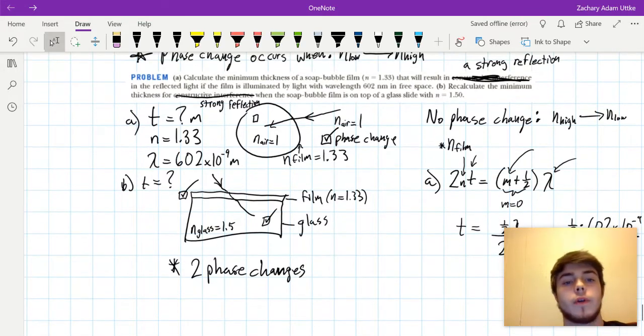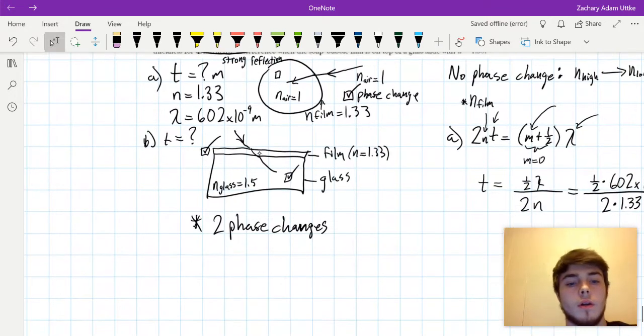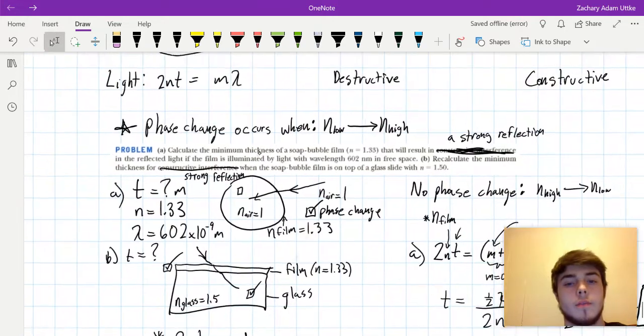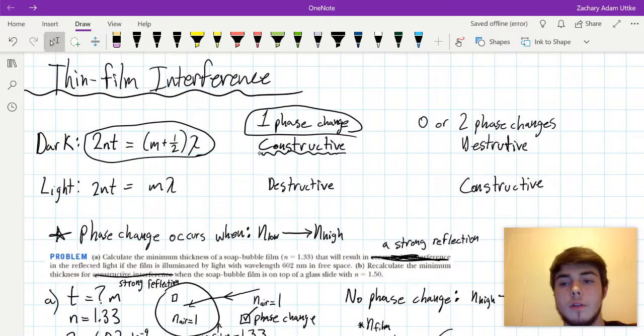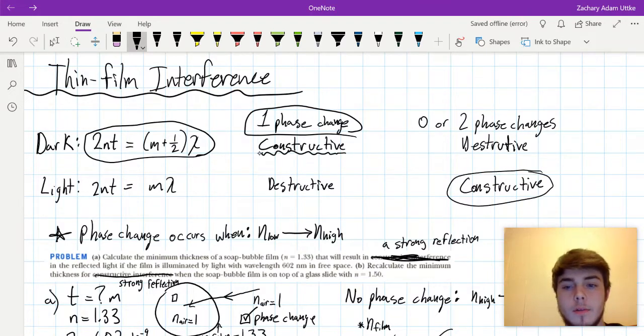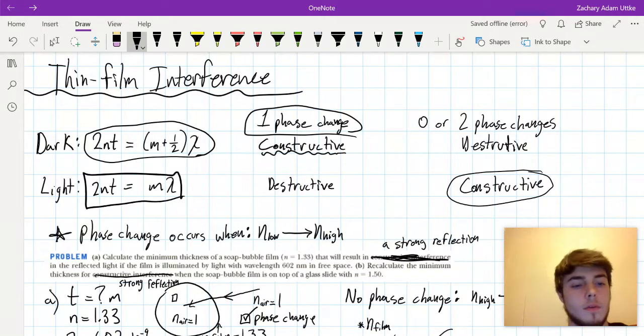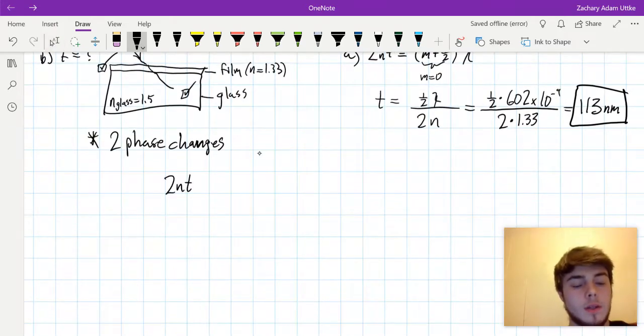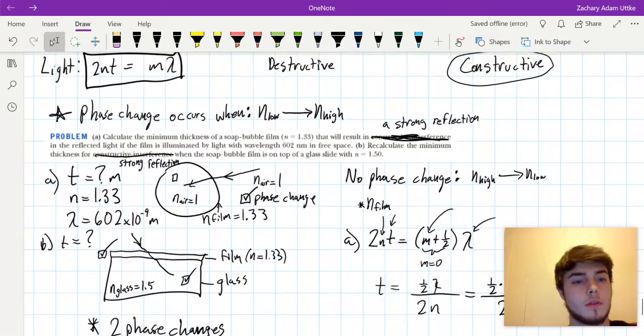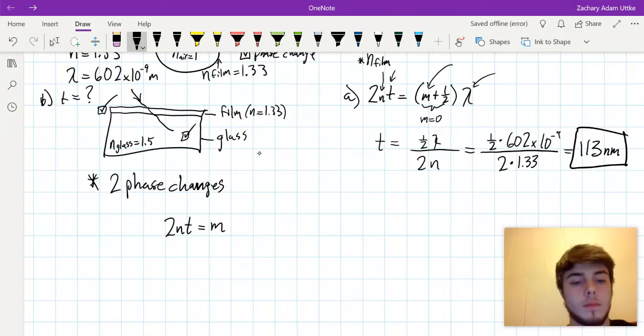And we're also looking for a strong reflection. Okay, so strong reflection means constructive. So let's look at our chart. Two phase changes, strong reflection. Okay, so that means we're going to be using this equation now. So let's write that down. 2nt equals m lambda.